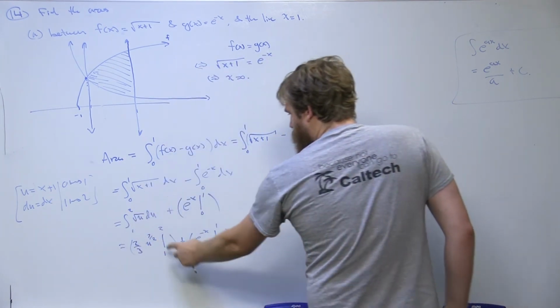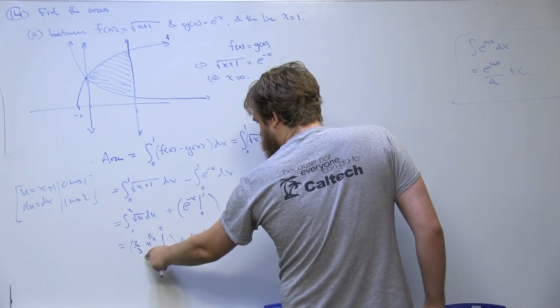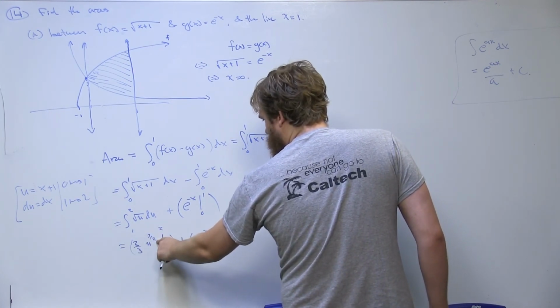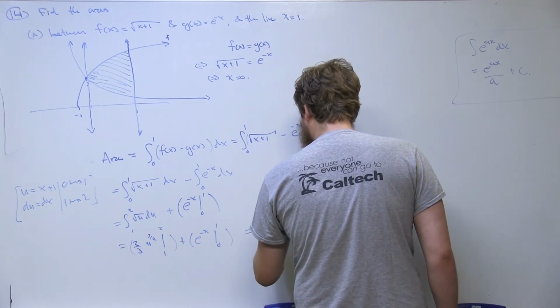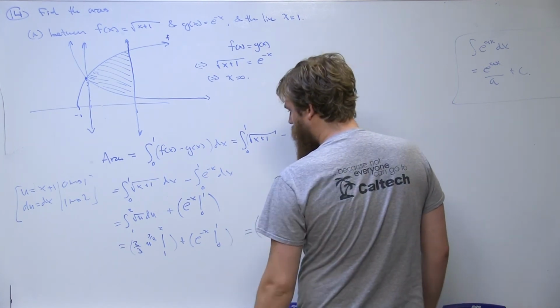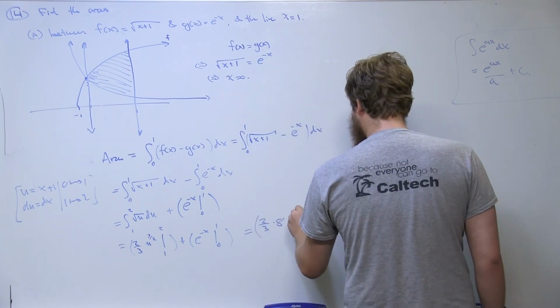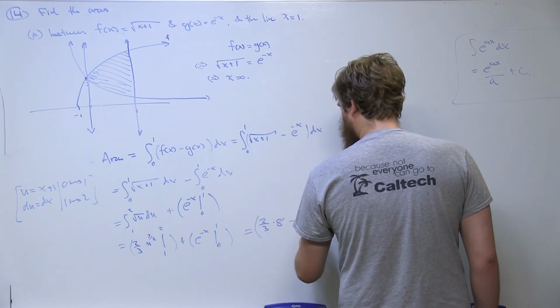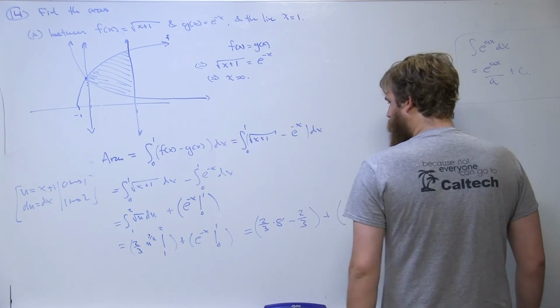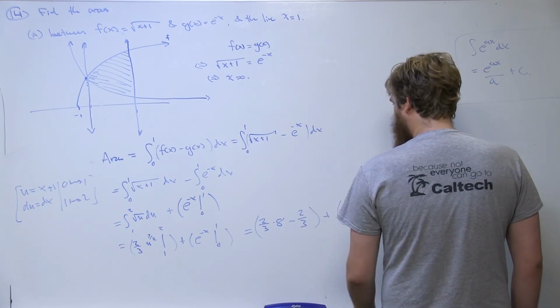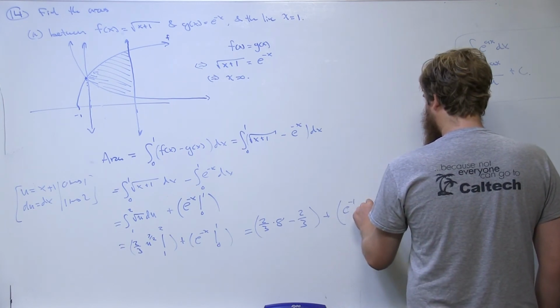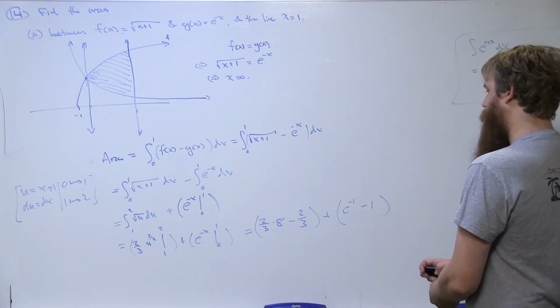If we evaluate this guy at 2, we get 2/3 times 2 to the 3/2, which is 8. If I evaluate at 1, I just get 2/3. E to the negative 1 is just e to the negative 1. E to the 0 is 1. So this is what we get.